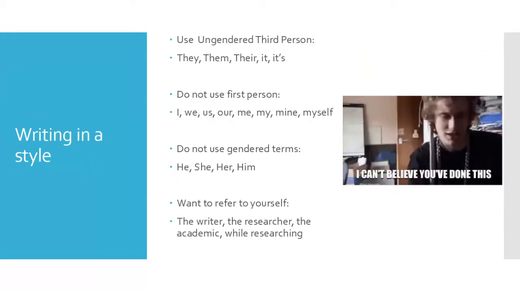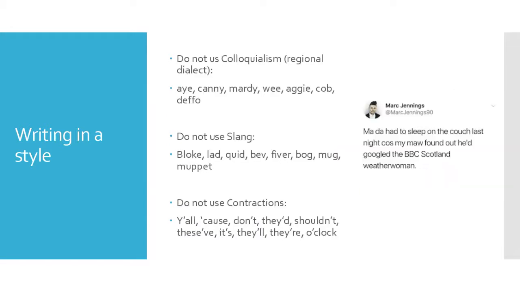So we need to use ungendered third person: they, them, their, it, its. Do not use first person, such as I, we, us, our, me, my, mine, myself. Don't use gendered terms such as he, she, her, or him. If you want to refer to yourself, you can say the writer, the researcher, the academic. While researching, it was found that.